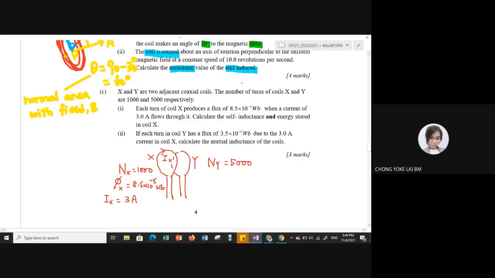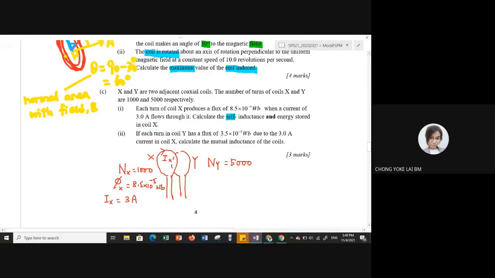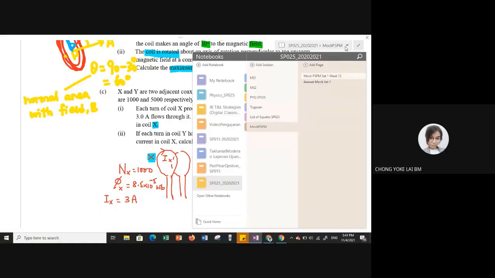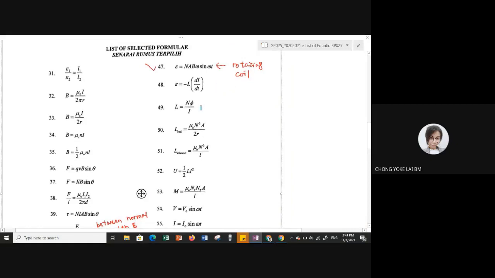Calculate the self-inductance and the energy stored in coil X. So we want to find the self-inductance and energy stored in coil X. Coil X only, don't look at coil Y. Now we do self. Self means its own, coil X alone. So how do we find self-inductance L? We know N, the flux, and the current. You can go to the formula sheet.